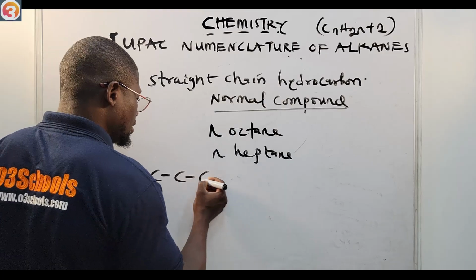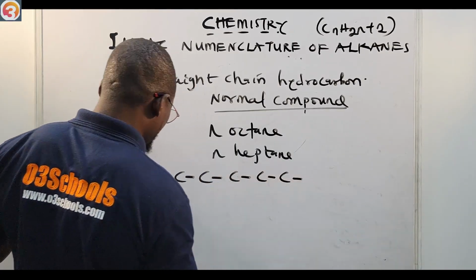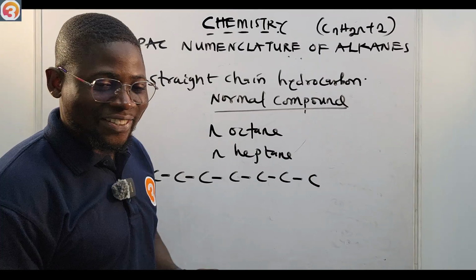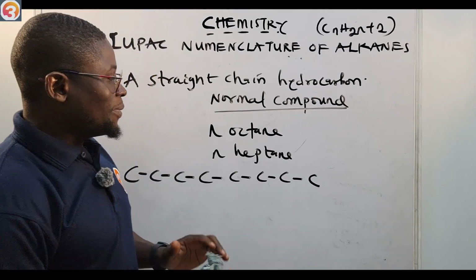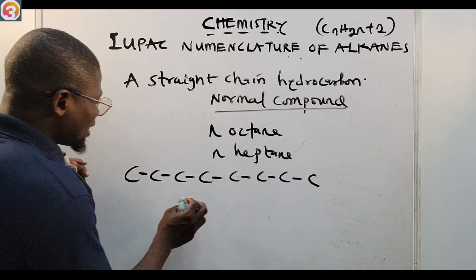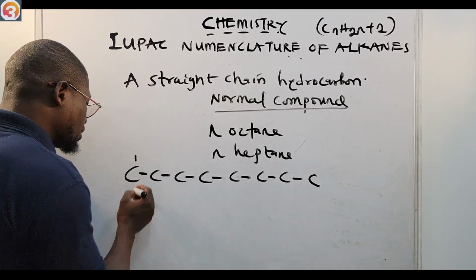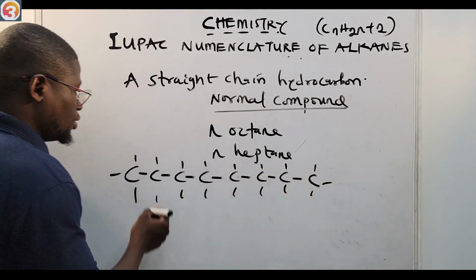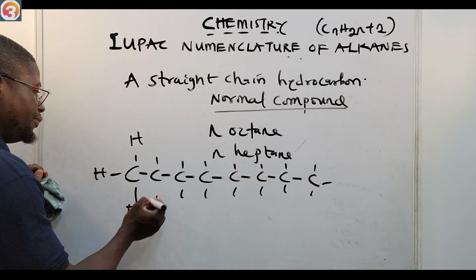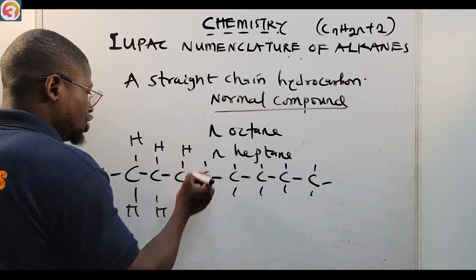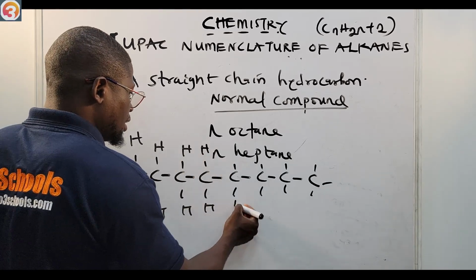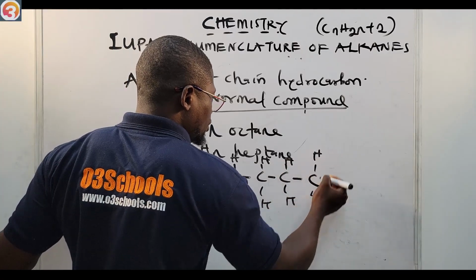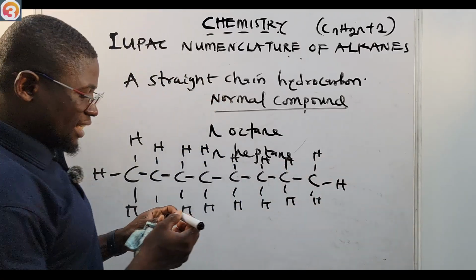C, 1, 2, 3, 4, 5, 6, 7, 8. We are doing that challenge. But let's just come back to the class. So now this is a normal octane, because it's a straight chain hydrocarbon having 8 carbon atoms. So you can now put H's here to fill it up. So this is a normal octane. It's a straight chain hydrocarbon.